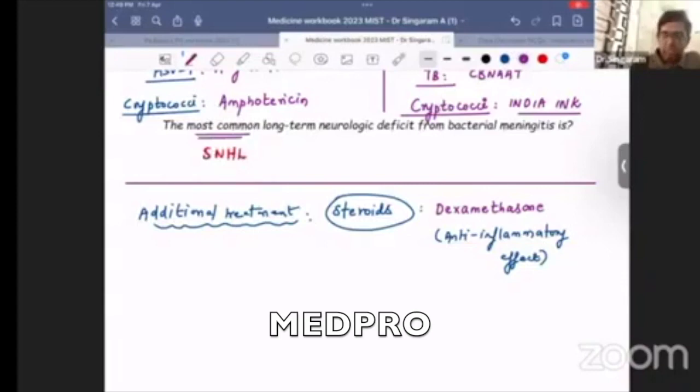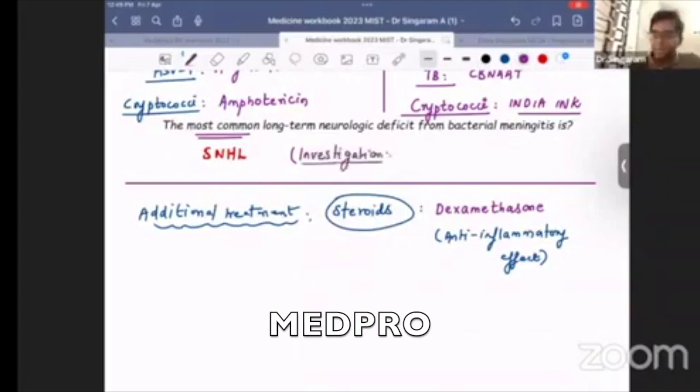Okay, it is sensorineural hearing loss. That is what you have to remember. That is why for all patients with meningitis, after you discharge the patient, you will ask them to come like 1 week, 2 weeks later. Which investigation should be mandatorily done in order to detect the sensorineural hearing loss for all these patients?